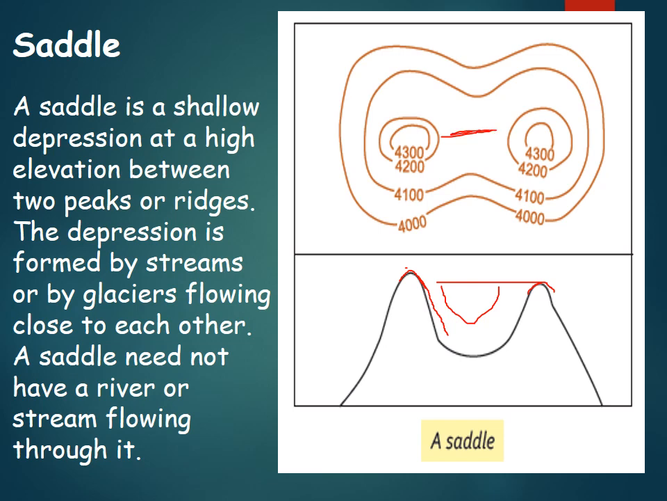This is the depression. The depression is formed by the streams or by glaciers flowing close to each other. A saddle need not have a river or stream flowing through it. So this was about the saddle landform on the topo sheet.